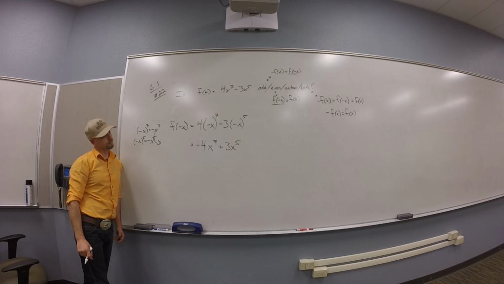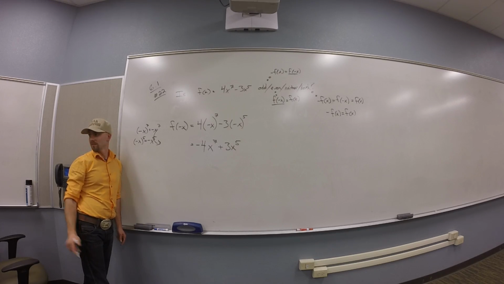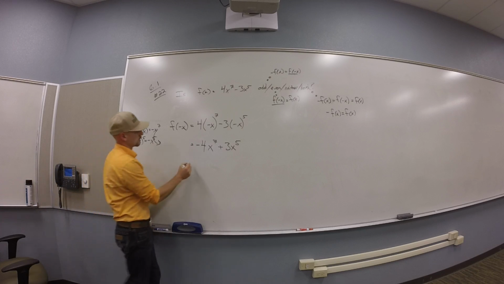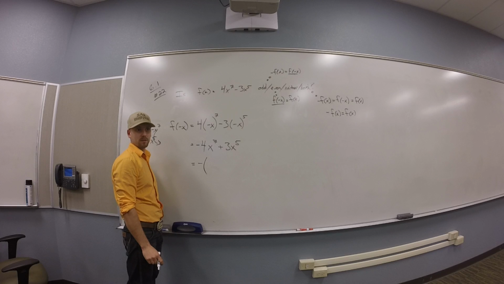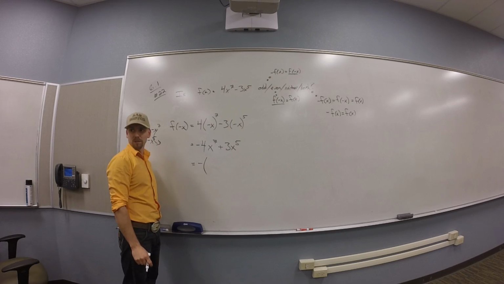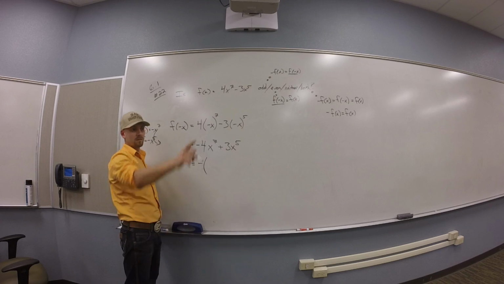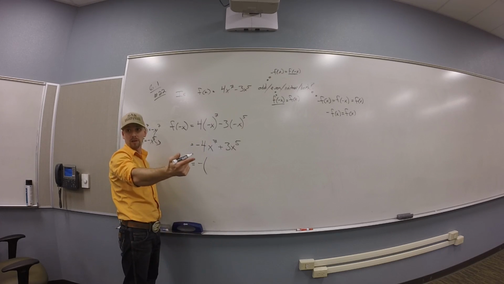Okay, now what? You guys see it? Yeah, I flipped all the signs. So really you could think, okay, what if I factor a negative out of this thing? Why would I factor a negative out of this? Because you're looking for a negative f of x. Good. I'm looking for negative f of x.